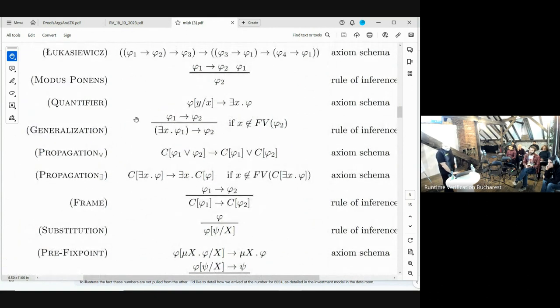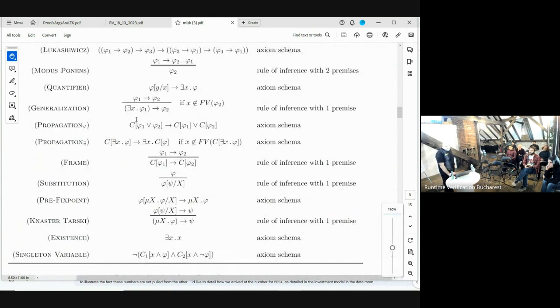Anyway, the singleton variable should be broken up into multiple. Singleton variable. It's very ugly. This is very annoying. I agree. But we have to move on. No, we cannot just wait forever on polishing the proof system.